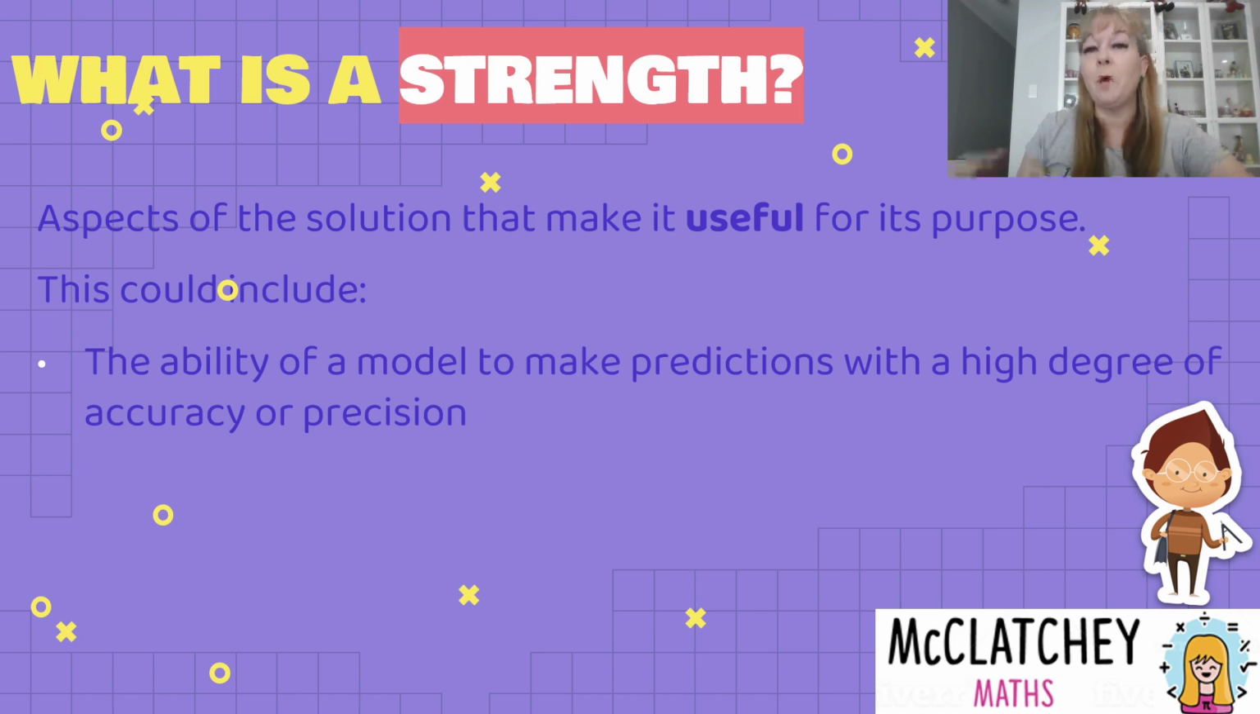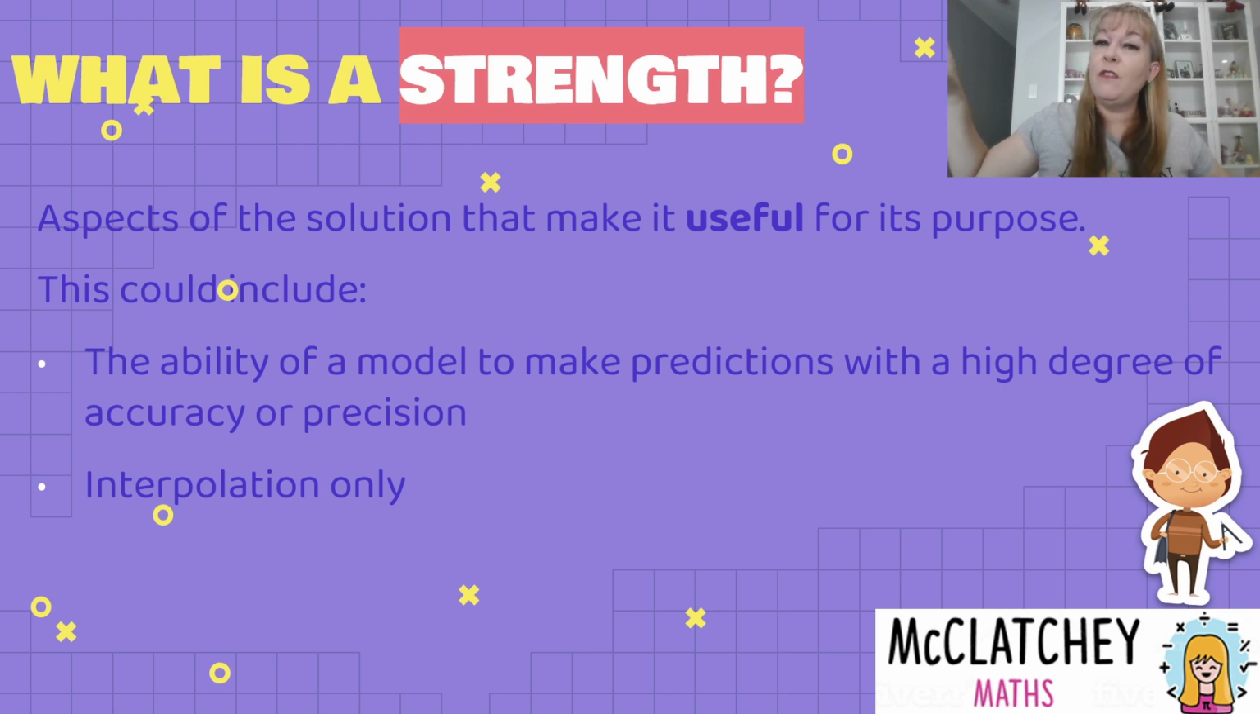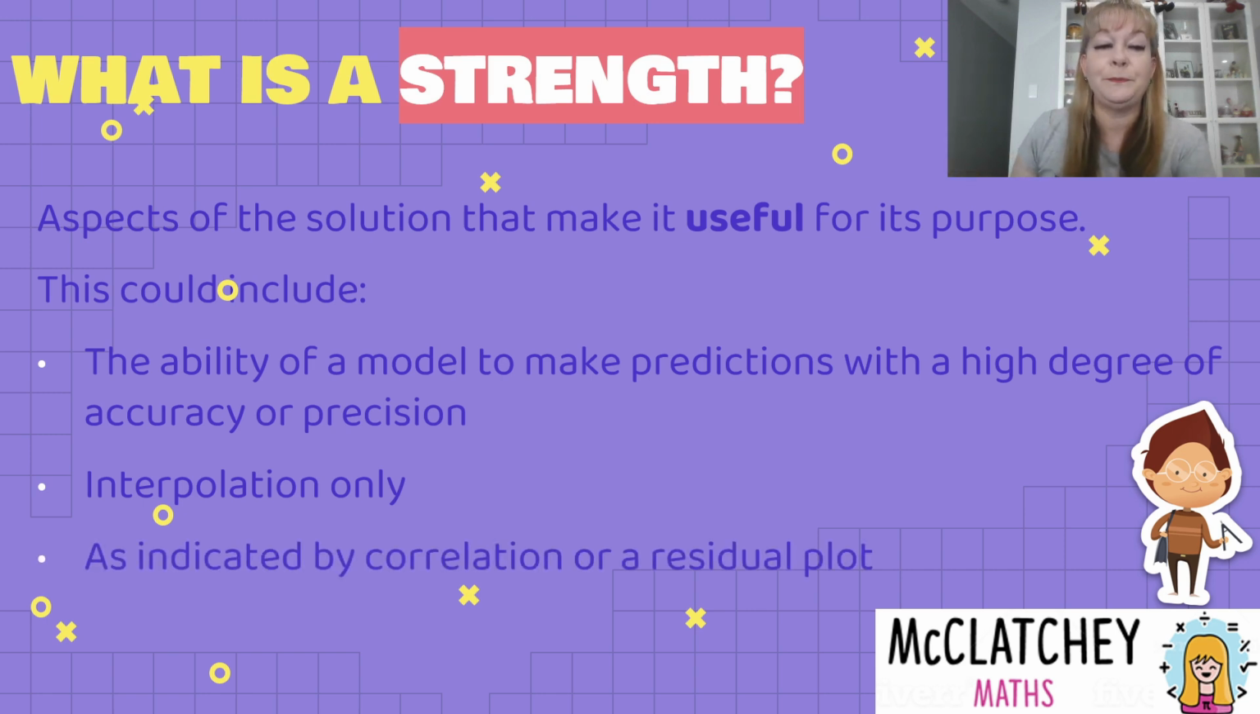So if you've got a model that has, for example, strong correlation, or that you've confirmed that it is a linear or a non-linear model, and then you can rely on that for interpolation predictions, then you have something that is useful for its purpose. As I've just mentioned, it's interpolation only. Remember, anything that's extrapolated or that's making predictions outside the data range that you've measured, well, that is not a strength, an extrapolation prediction, because extrapolation predictions are always unreliable.